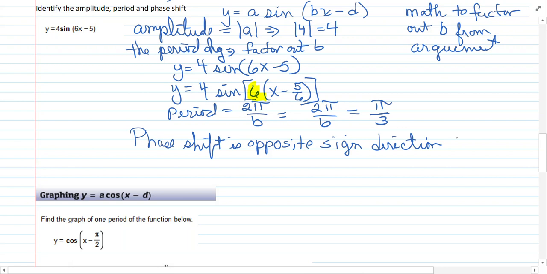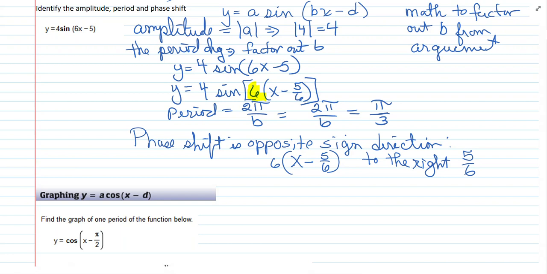And we know the phase shift is opposite sign direction. So we have x minus 5, 6. So it is to the right, 5, 6. And we can do it with our calculator, but let me go ahead and introduce that. All right.